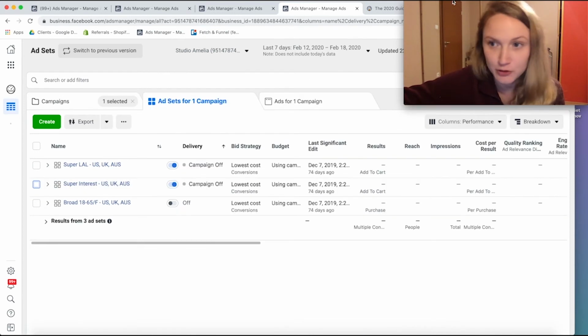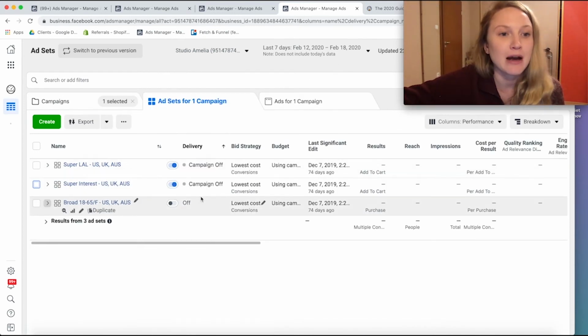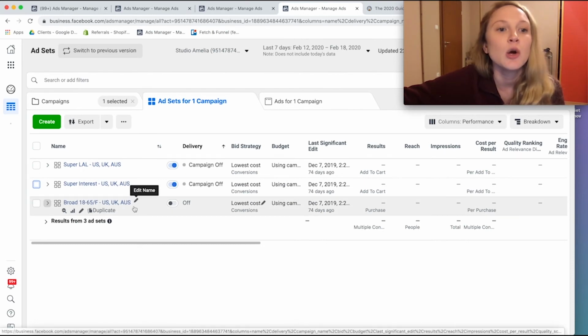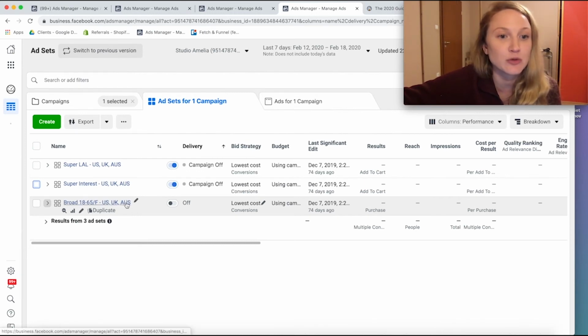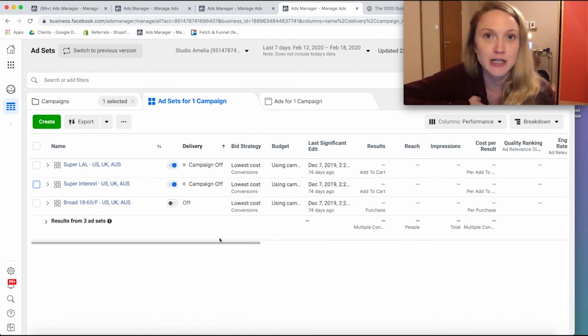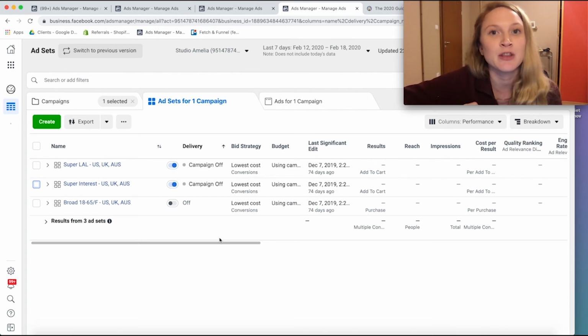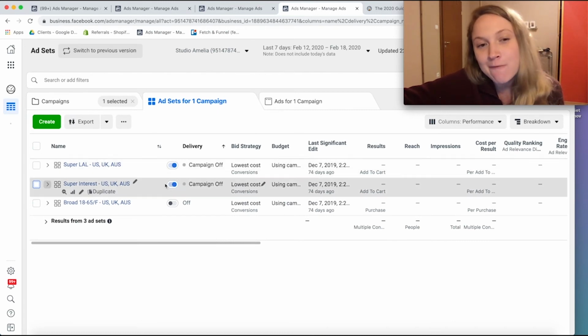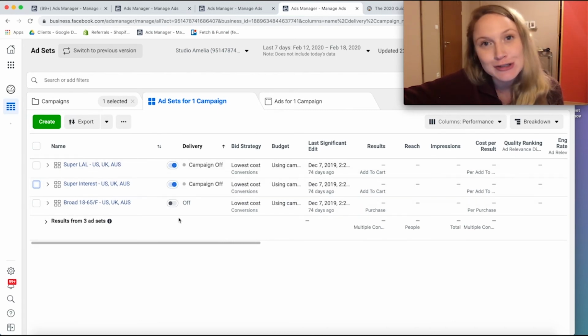Now, the other interesting thing about this campaign is we also have a broad audience, and as you can see, this is broad 18 to 65. We're targeting US, UK, Australia, and only female. This was a female fashion brand, so we definitely weren't targeting male. So to help keep that broad audience a little bit healthier and a little bit more in tune, we did take out the male targeting on that one. And this is just like a fun thing that I've noticed that works really well.